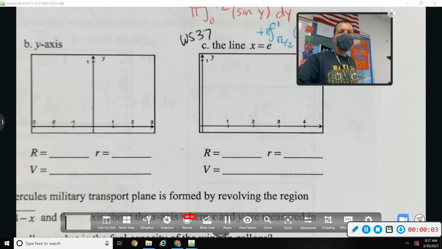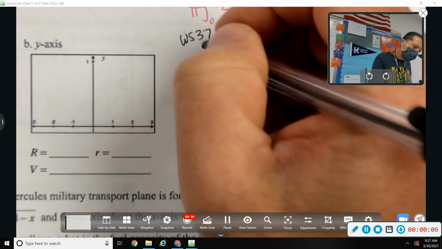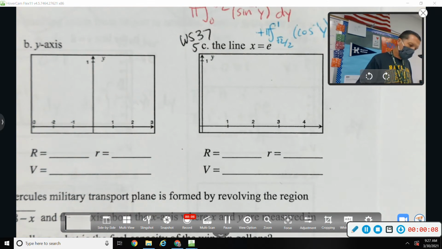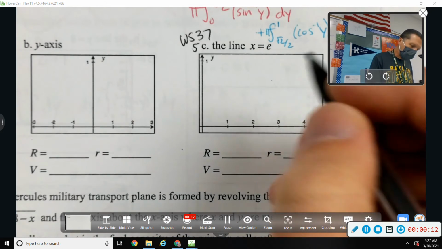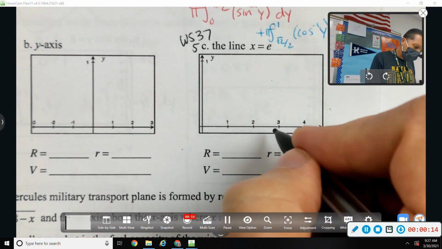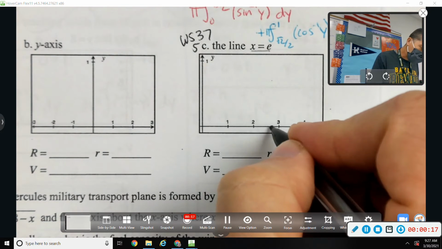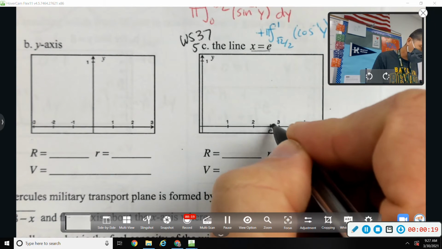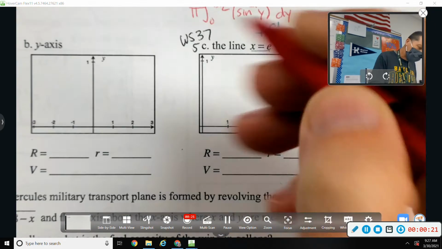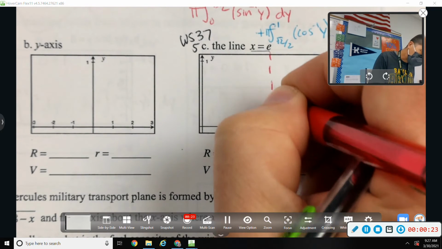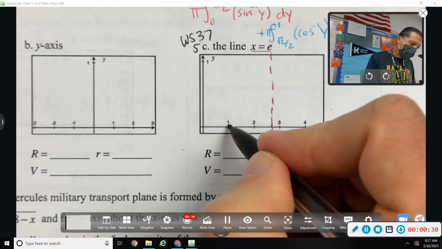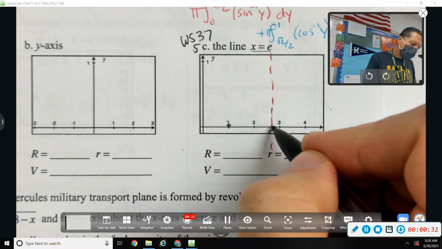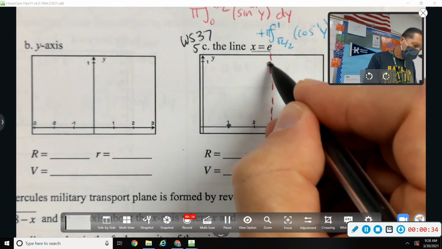So looking at worksheet 37, number 5C. Natural log of x, y equals 0, and x equals e. Well, x equals e is that 2.7 value. It's also our axis of rotation for this one. Let's see, natural log of 1 is 0. The natural log of e is 1.